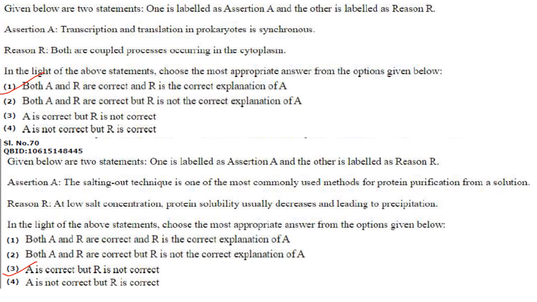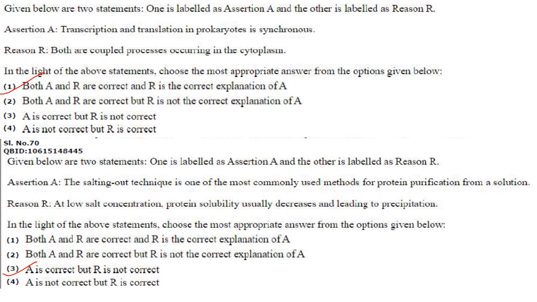Then next, assertion and reason. Assertion. Transcription and translation in prokaryotes is synchronous. Of course. Both are coupled processes occurring in the cytoplasm. Yes. A and R are correct, and R is the correct explanation of A. Because it is occurring in the cytoplasm, transcription and translation are synchronous in prokaryotes.